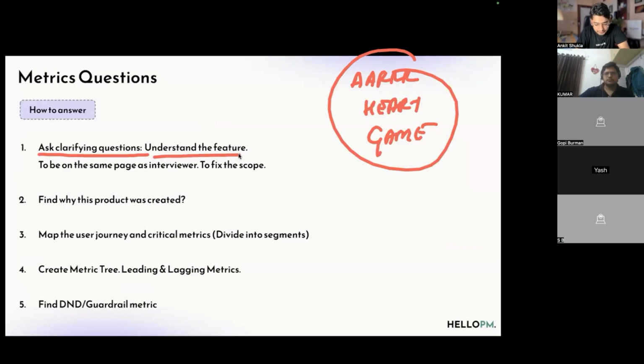Make sure that you understand the feature, to be on the same page as the interviewer, to make sure that you fix the scope. After that, you have to build a hypothesis around why this product was created.